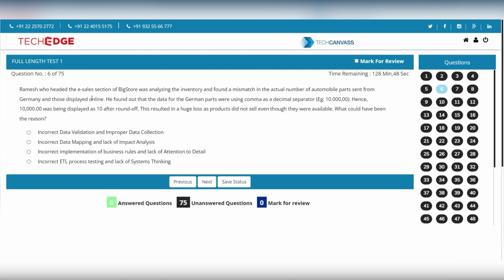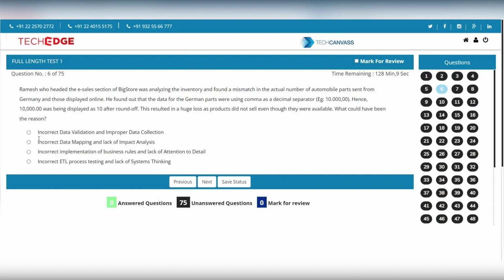Ramesh, who headed the e-sales section of Big Store, was analyzing the inventory and found a mismatch in the actual number of automobile parts sent from Germany and those displayed online. He found out that the data for the German parts were using comma as a decimal separator, as shown here. Hence, 10,000 was being displayed as 10 after round off. This resulted in a huge loss as products did not sell even though they were available. What could have been the reason?